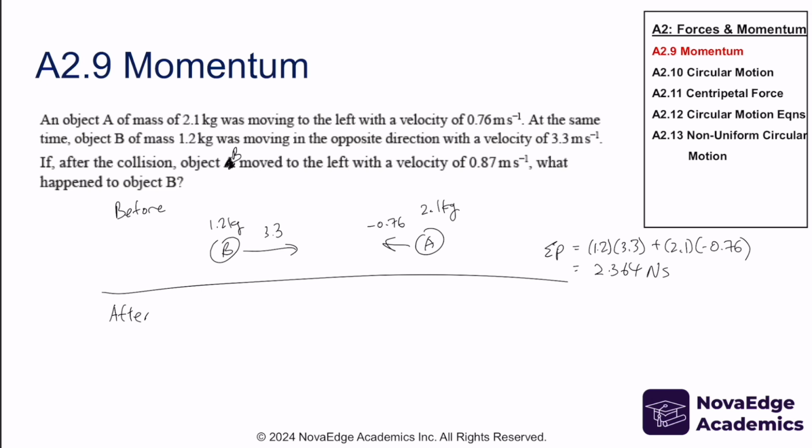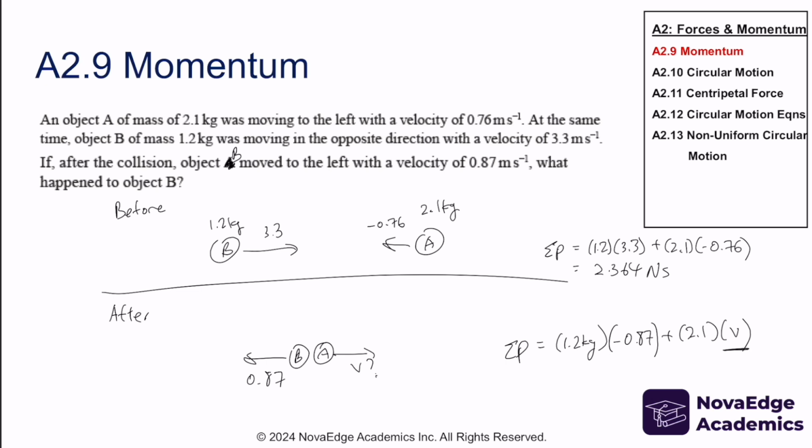Okay, so after collision, ball B is moving towards this side with 0.87 meters per second. The masses do not change, right? So let's put the momentum together. I'm going to have 1.2 kilograms times negative 0.87 plus 2.1 times an unknown velocity. This velocity is the velocity of A. This is what I don't know.